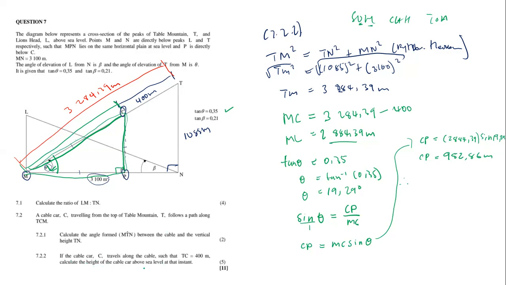So you can just correctly conclude by saying, therefore, remember, they wanted us to determine the height. The height of the cable car above sea level at that instant is equal to 952.86 meters. And therefore this will be our final answer.